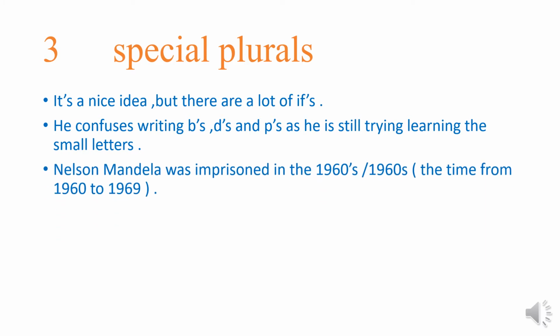Nelson Mandela was imprisoned in the 1960's or simply 1960s. 1960s means the time from 1960 to 1969. You can see 1960's or 1960s. We can use both, apostrophe or not. I know 2 MPs personally. Look at the use of apostrophes in MPs. We can use MPs simply without apostrophe or with apostrophe.